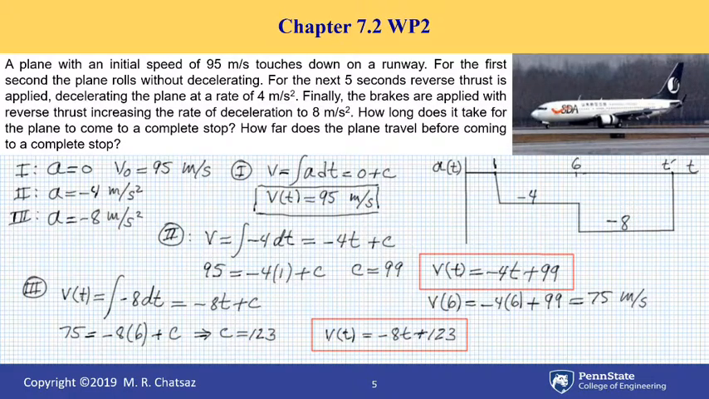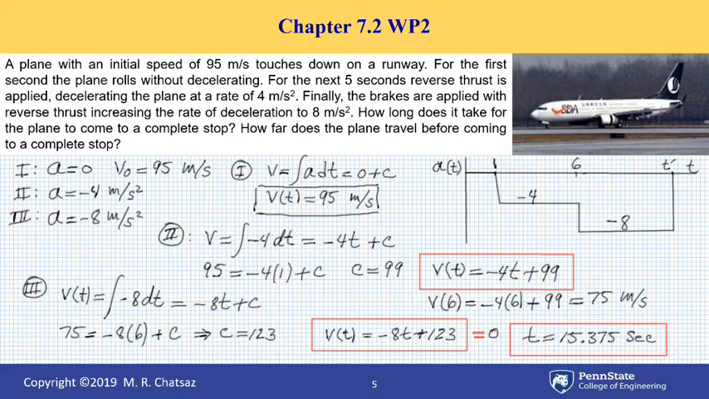Now we know after some time it is brought to rest. So if I take this equation and let v equal to 0, I can solve it for the time of travel. So let this be equal to 0, and then t, if I divide 123 by 8, I get 15.375 seconds. So this is the time it takes for it to come to a complete stop.